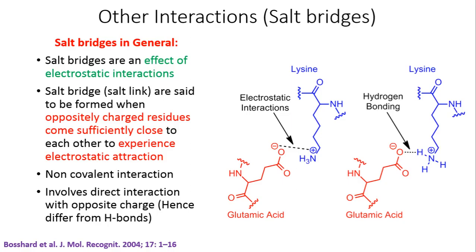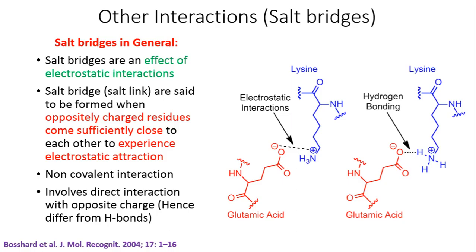Okay, and you should note that these electrostatic interactions or salt bridges are non-covalent in nature. But they are very strong. They can hold the two side chains very strongly as compared to hydrogen bonds or apolar interactions like pi stacking or van der Waals contacts. These salt bridges involve direct interaction between opposite charges, and hence they differ from hydrogen bonds in the sense that hydrogen bonds are caused by the polarity of the chemical species involved.